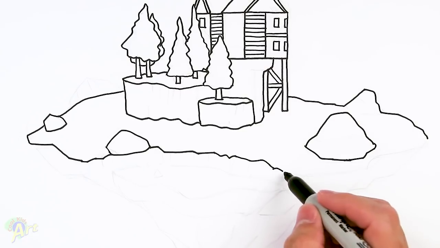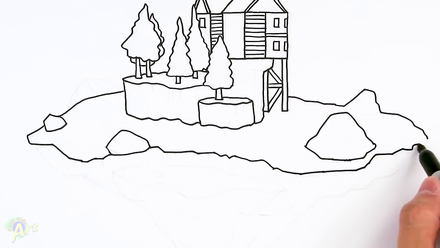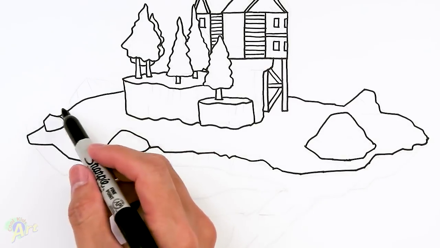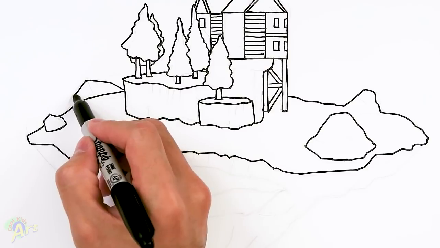So now let's finish up the base. So we're just going to go across, just go under that, just meet up to that. Alright, so now we have all these rocks, and there's 1 big one back here. So start in the corner, we're just going to go up.